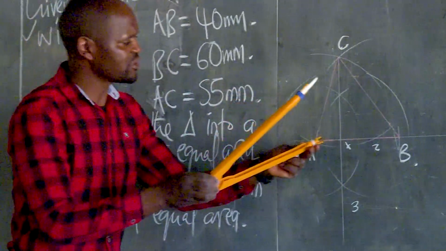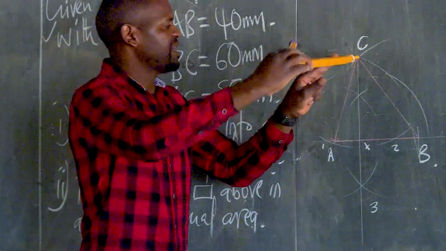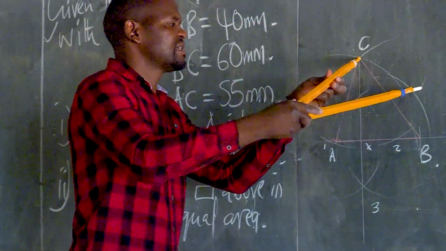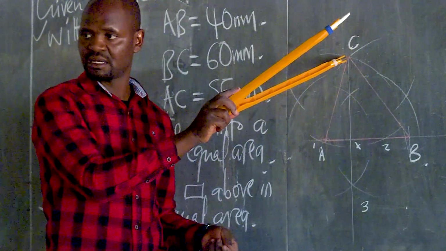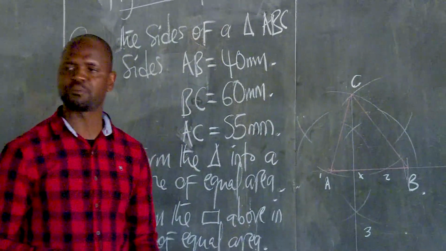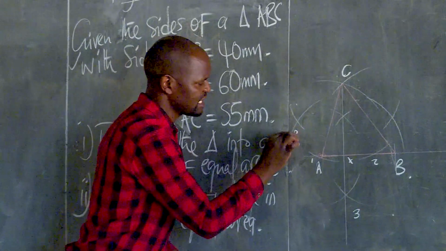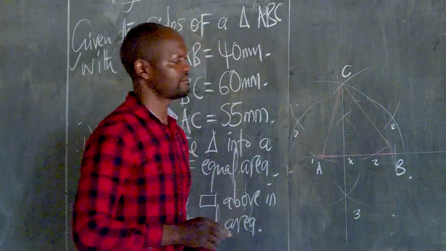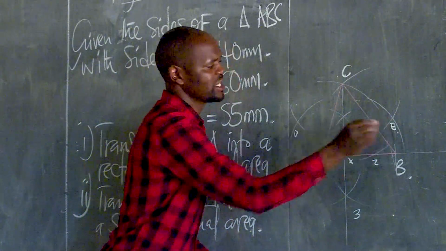Then now we need to stand on point X. Then you strike there and there. Are we together? Yes, sir. Then we shall name these points. We shall name this point as point D and this point as point E. Are we together? Yes, sir. This will be our point E.